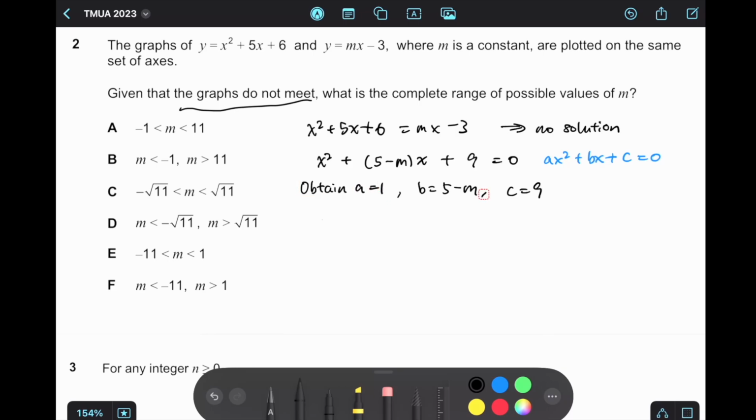So the discriminant would be equal to b squared minus 4ac, which is equal to (5 minus m) squared minus 4 times 1 times 9. And in order for this quadratic equation to have no solution, the discriminant must be smaller than 0. So it remains to solve for this inequality, basically.